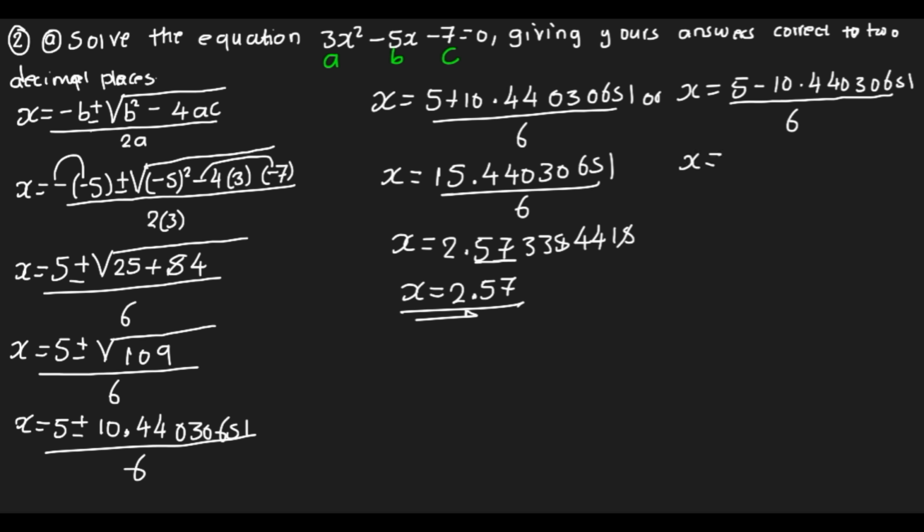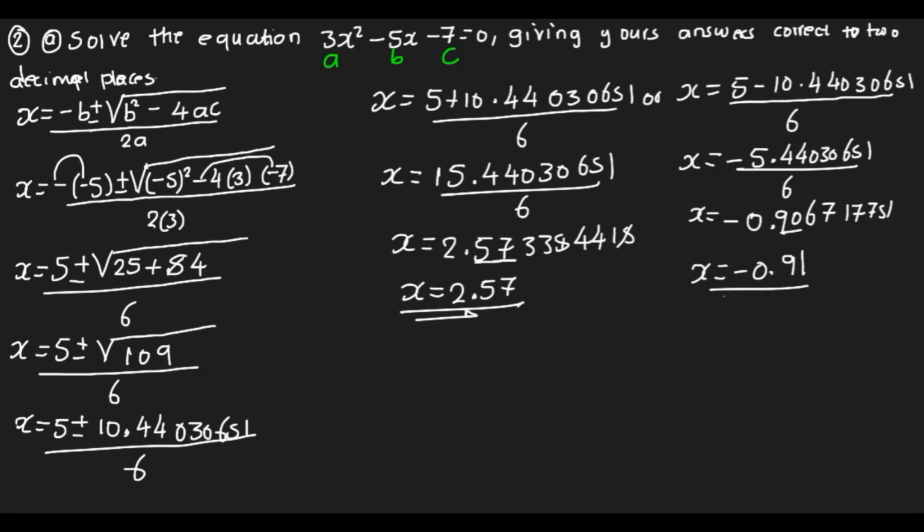So this one is 5 minus 10.44030651. So this is negative 5.44030651 over 6. Then divided by 6, negative 0.90671775. So we need two numbers after the decimal, so negative 0.91. So after 0, we have a number greater than 5, so we can get a 1. So this is how we can answer a question like this one.